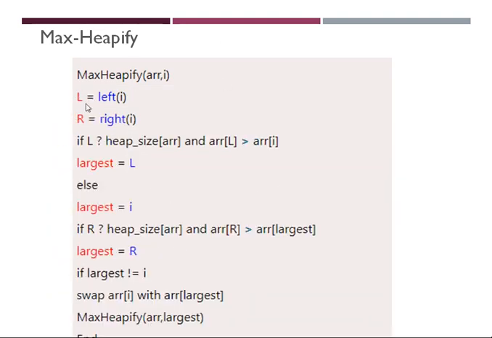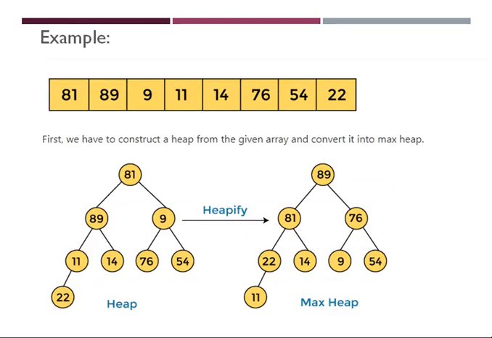Here we declare L as left of i, where i is the parent node, L is the left child of the parent, and R is the right child of the parent. If L is within the heap size of the array and it is greater than the parent, then L is the largest value and we swap it, right? Largest is equal to i, or whichever is greater from these, we assign it to largest, hence we are swapping the values over here. I hope you are able to follow me. Let us have a look at an example.